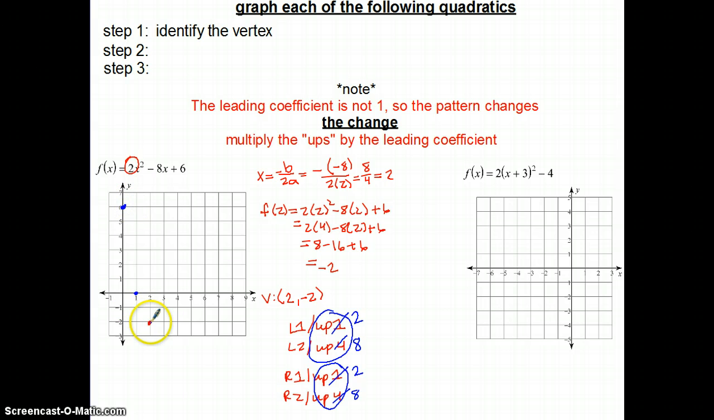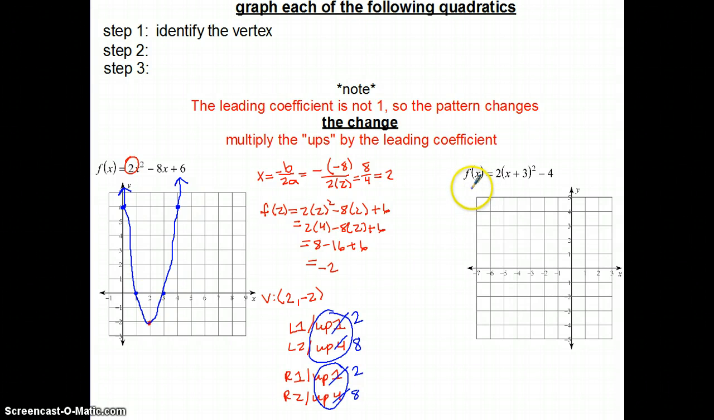On the right, starting from the vertex, I go right 1, up 2. Going back to the vertex, I go right 2, up 8. And remember, that's going to be on the same level as the point you plotted on the left. Connecting the dots in a nice smooth curve, we graph our parabola. Because we doubled all of our ups, your parabola will become much more narrow than it was before.